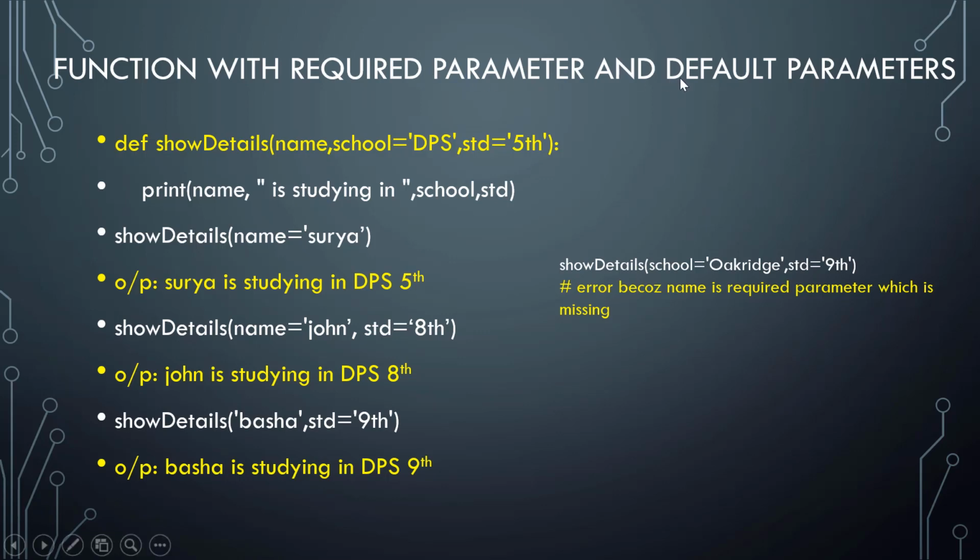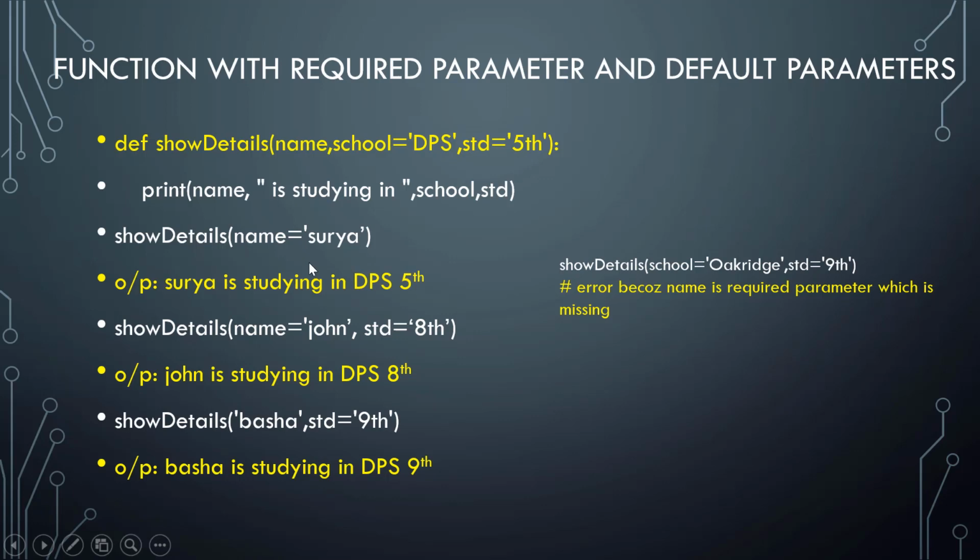And then see what I'm calling now. Name is studying in school, standard. When you call the show details function with name is equal to Surya, because it's compulsory, what happens? Surya will be passed to name. Since these are default parameters, you'll get DPS and fifth automatically. So the output is Surya is studying in DPS in fifth standard, or something like that.